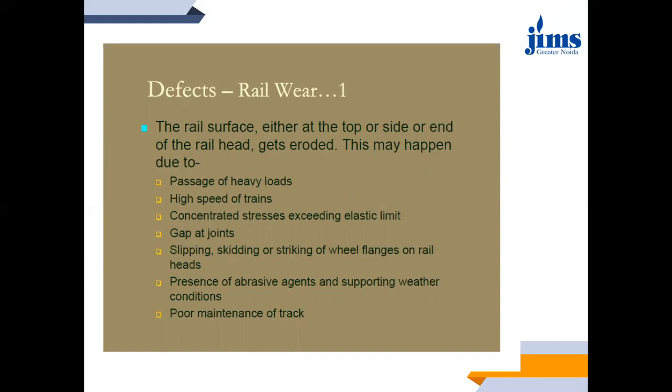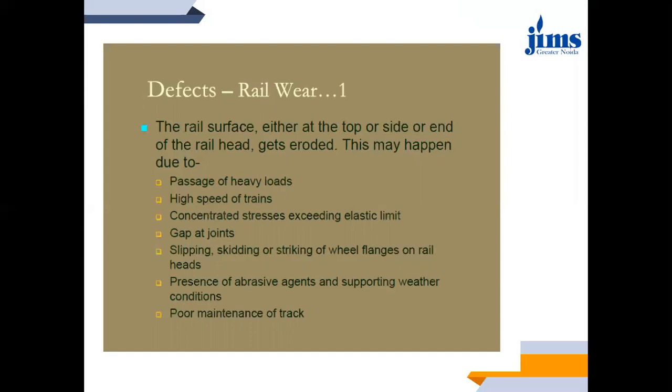Either of these three can have rail wear, but this rail wear is basically the deterioration of the rail surface. It may be at the top of the surface, that is the head of the rail, maybe at the web, or it may be at the foot of the rail. Now this rail wear occurs due to various reasons.